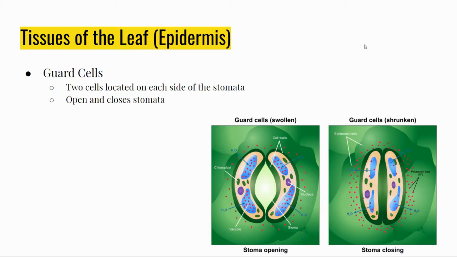And you do have guard cells, and there are two guard cells located on each side of the stomata. They're going to open and close the stomata, which controls the gas exchange there, and there's some loss of water as well.